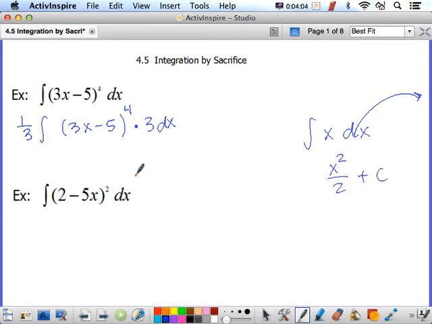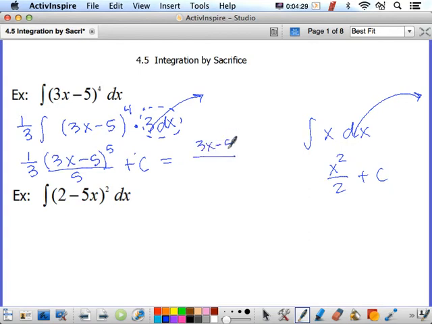And so here's what happens. Once you have this to give away, and you sacrifice it to the integral gods volcano, they will give you the power to just add 1 to the whole parentheses and divide by the new power. So now we have 1/3, (3x - 5)^5 over 5 plus c, which is (3x - 5)^5 over 15 plus c. And that's the same thing we got when we did u substitution, right?